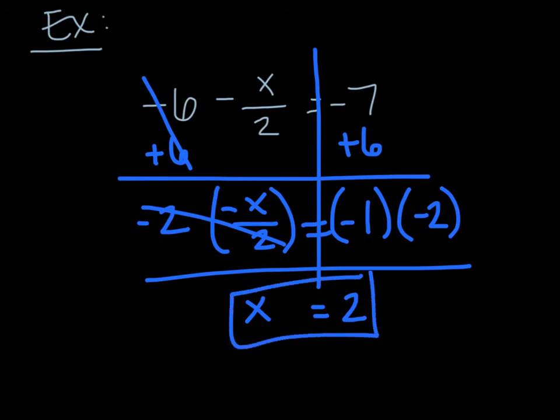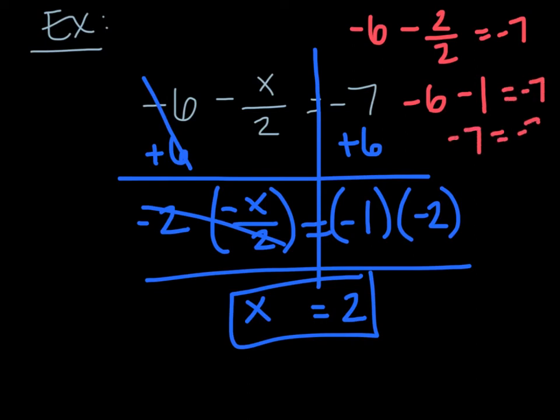Now I just want to plug it back in and double check to make sure I was right. Negative 6 minus 2 over 2 should equal negative 7. Negative 2 divided by 2 will give me just 1, so negative 6 minus 1 is negative 7, and negative 7 equals negative 7. So I checked it, and x equals 2 was the correct solution.